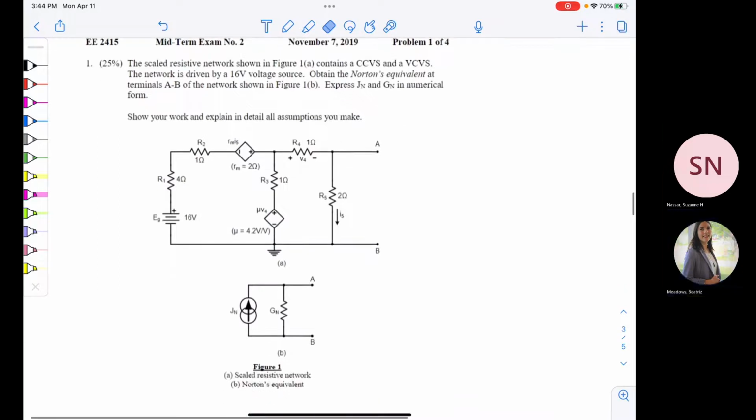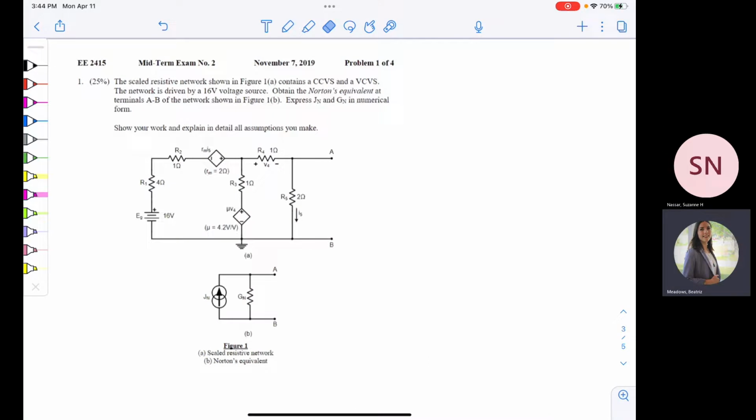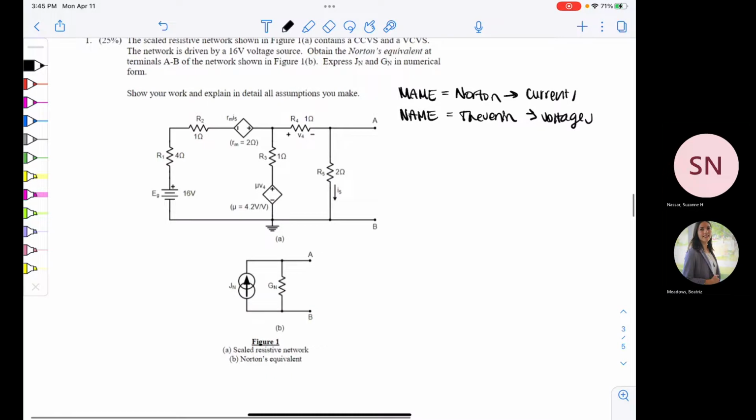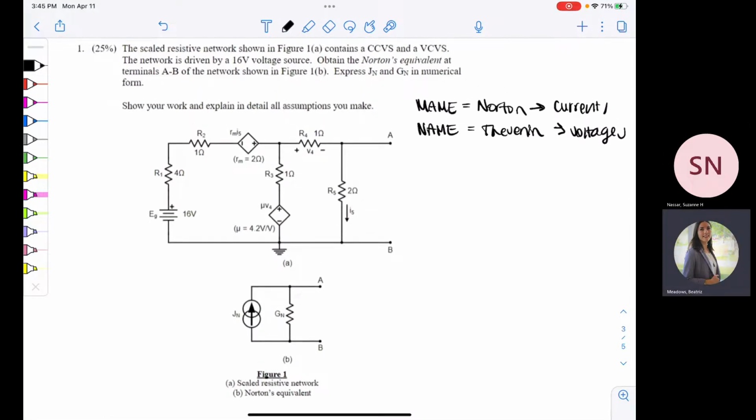All right, so we're going to start off with the Norton's equivalent. And for Norton's equivalent, which do we use, NAME or NAME? NAME, right? This is just a good thing that I like to have on hand, just to know, okay, if I want to solve for this, I got to do this, right? Because MAME helps us find currents, mesh currents, and then NAME helps us find voltages. So looking at this, what's wrong with this circuit right now that's not letting us do MAME? It's this open right here, right?